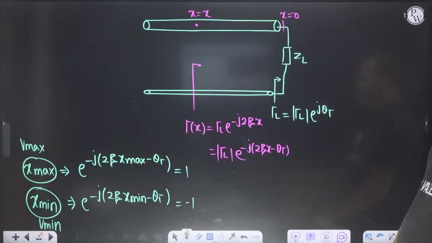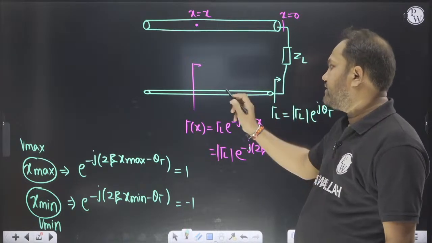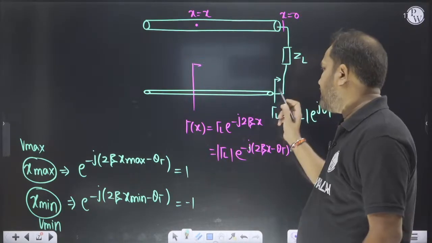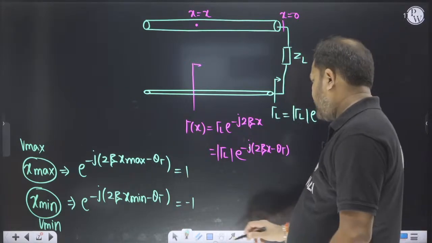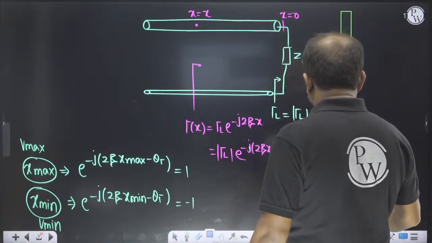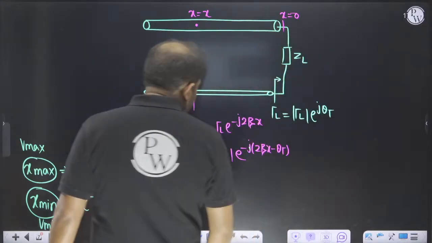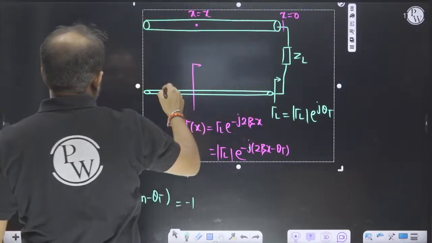So we have V max, we have V min, we have e to the power j(2 beta x max minus theta gamma), e to the power minus j(2 beta x min minus theta gamma). When the value of x is such that e to the power j(2 beta x minus theta gamma) is plus 1, and when x is taken such that e to the power j 2 beta x is minus 1, then we will understand when e to the power j theta is plus 1 and e to the power minus j theta is minus 1. We will have to understand this also.